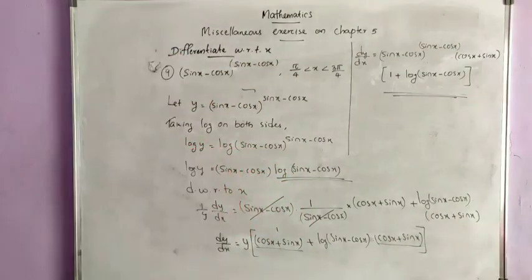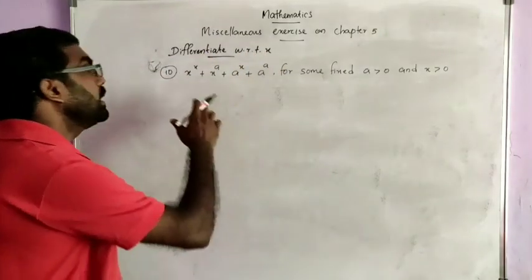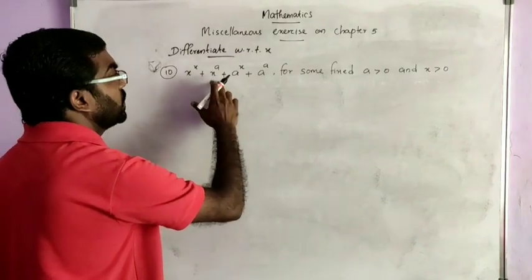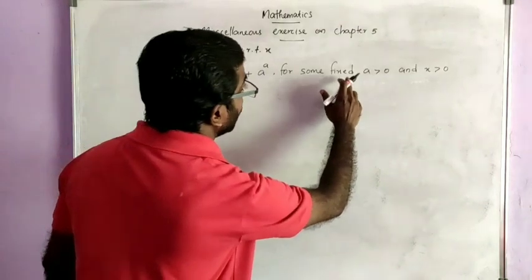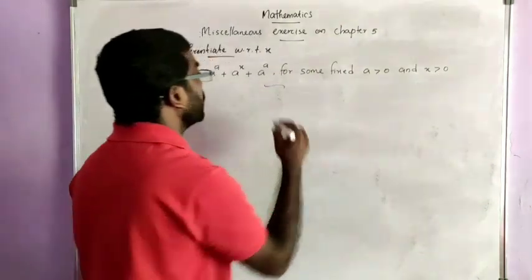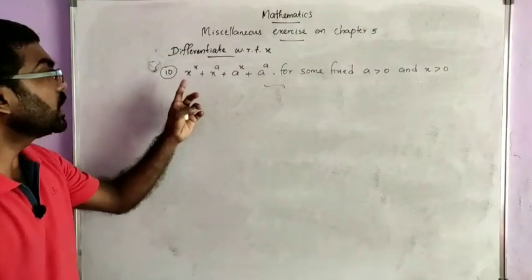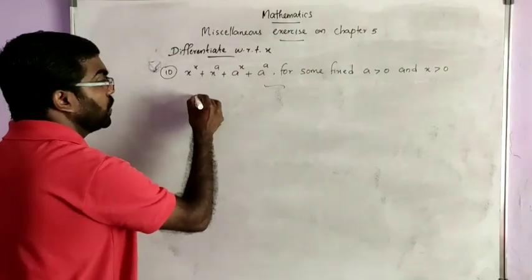Understood? Now the next question is x raised to x plus x raised to a plus a raised to x plus a raised to a, for some fixed a greater than 0 and x greater than 0. Here the first term is x raised to x, so that we can take it as u.